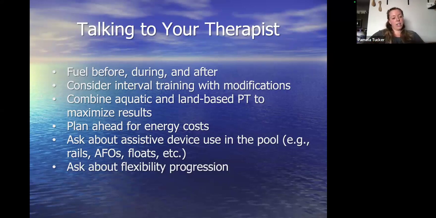I also strongly encourage you to ask about how to progress flexibility because we know that tightness, especially in the hamstrings and the calves, can be a concern in this population. And the water is a fantastic environment to work on stretching, as you might have seen in that earlier picture with the buoyancy assisted walking that the girl was doing, where she stepped forward and her leg was really straight. The water can be a great modality for gentle stretching, and a lot of people tolerate it better than they do stretching on land.